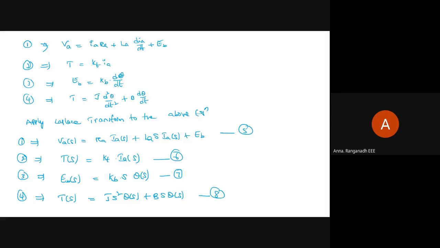Now our aim is to get theta of S by V of S. By solving these four equations, we should get one ratio between theta of S and V of S. That is our transfer function. So how to solve? We'll see right now step by step. Here, in the fifth equation, V of S is there and I of S is there. So now one by one I will start from the fifth equation.